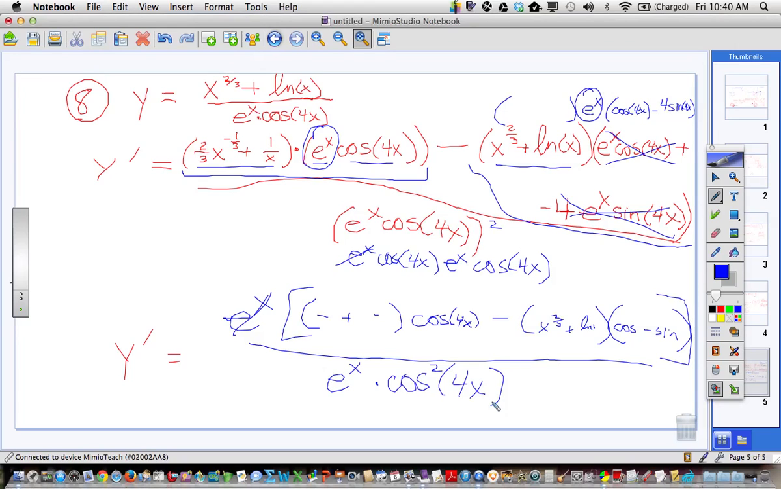But you always want to look at a quotient rule for factoring something, because you have something minus something. So if you can pull something out and it might cancel with the bottom, that's when you should do it. Yes, Joe.